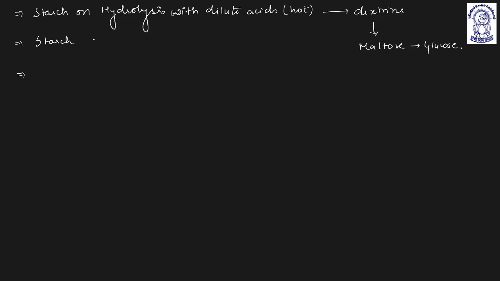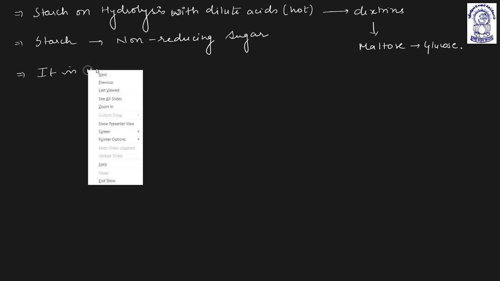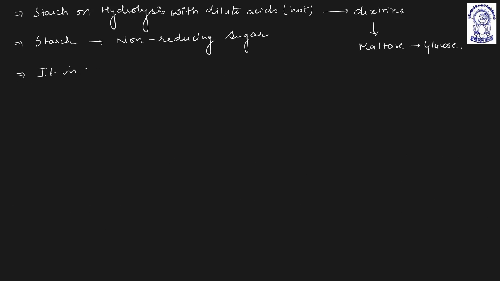Starch is a non-reducing sugar as it is unable to reduce Tollens' reagent and Fehling's solution. Okay, it is used as food, and food reserve material.